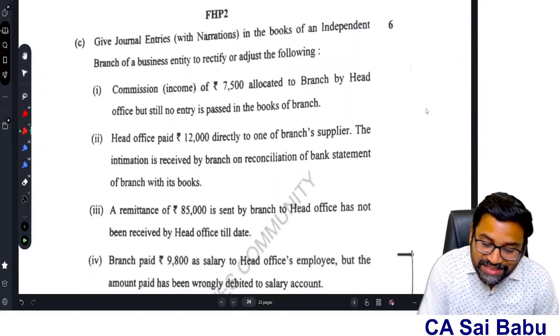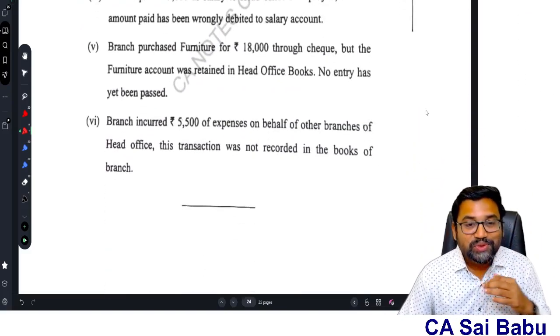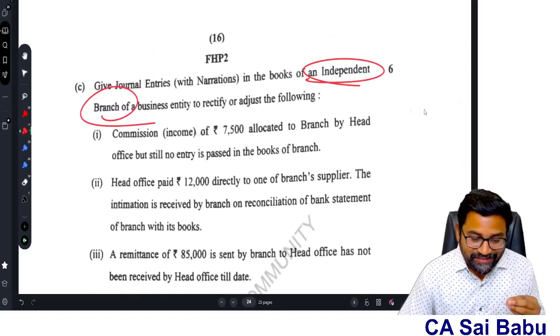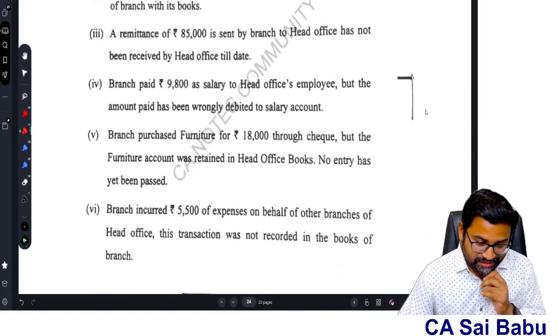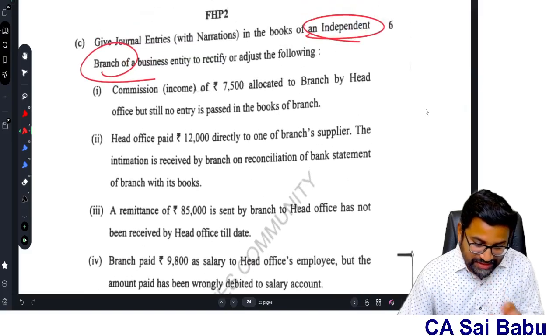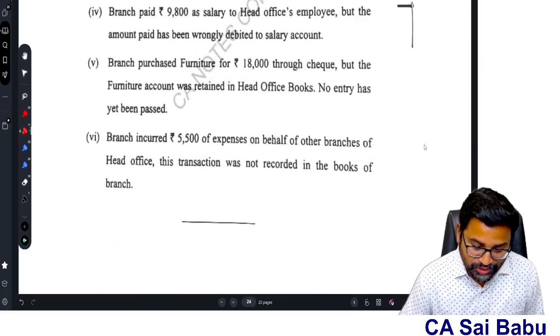And independent branch they have asked, sir, this time. No dependent branches. So those who left the branch accounts, not at all a problem. Straight away 6 marks only came from the branch accounts, and that too independent branches. So it is like normal accounting only you can do. Very simple. This type of questions are there in the study material. You can easily answer. So that's it, sir.